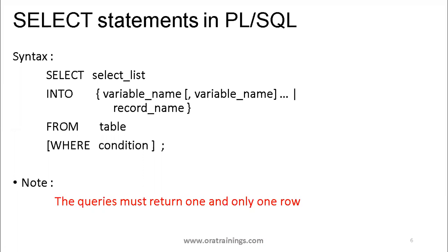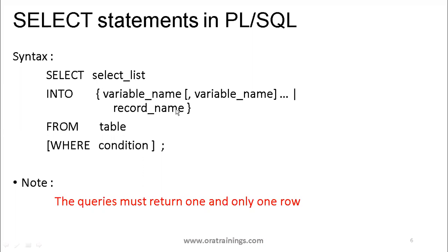So here, if you observe, it is similar to the SQL query we write generally in a SQL scenario. But the extra thing here is we have an into clause. This into clause you can mention either a variable name, multiple variable names, or a single record variable. In the select list, you have to mention the list of columns you want to fetch from this particular select.